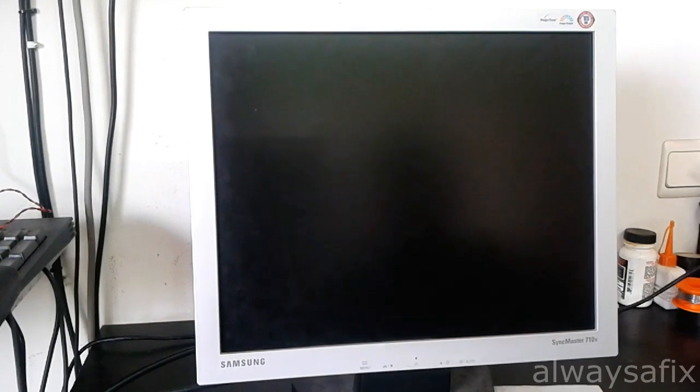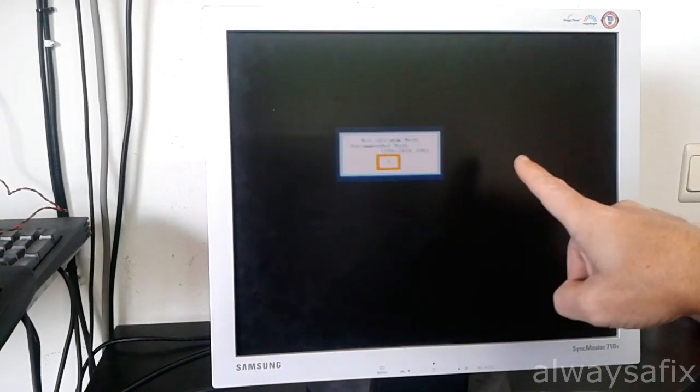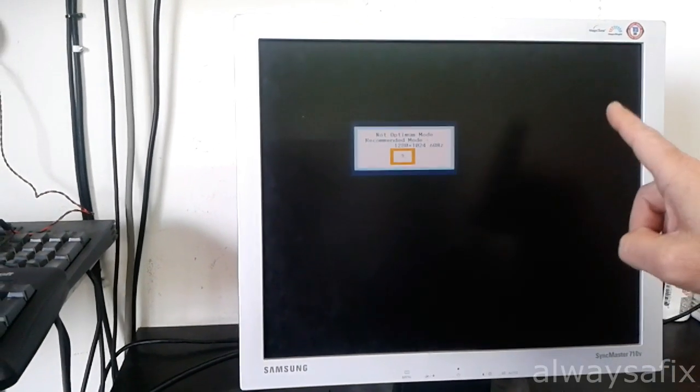Hi, today we're going to be working on this Samsung SyncMaster. What actually happens is you switch on your PC, you don't get a picture, you just get this message: not optimum mode, recommended mode 1280 by 1024, 60 hertz. Okay, so this is not pointing towards a backlight problem or capacitor problem.